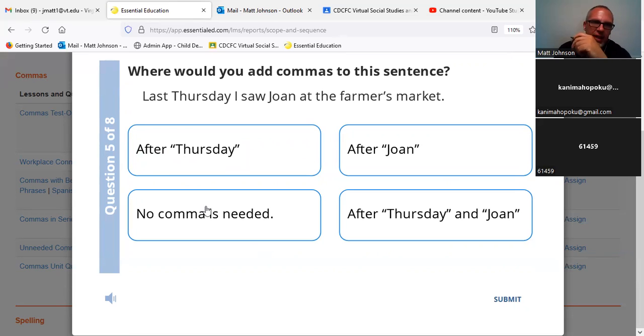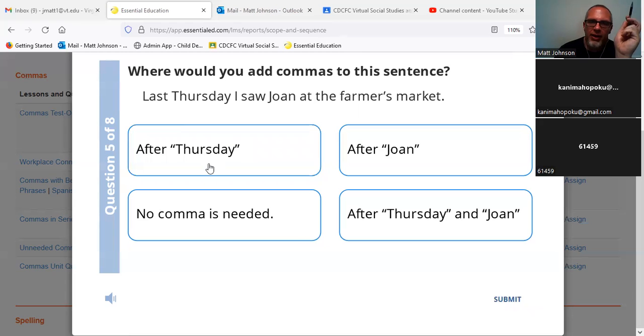And for this one, let's see: last Thursday, I saw Joan at the farmer's market. So again, identifying our independent clause, where do we have a complete idea? I saw Joan at the farmer's market, right? Complete idea. I is our subject, saw is our verb. Joan, right, is who I saw at the farmer's market, which completes that idea. It's essential to where we saw her. Last Thursday, not essential.